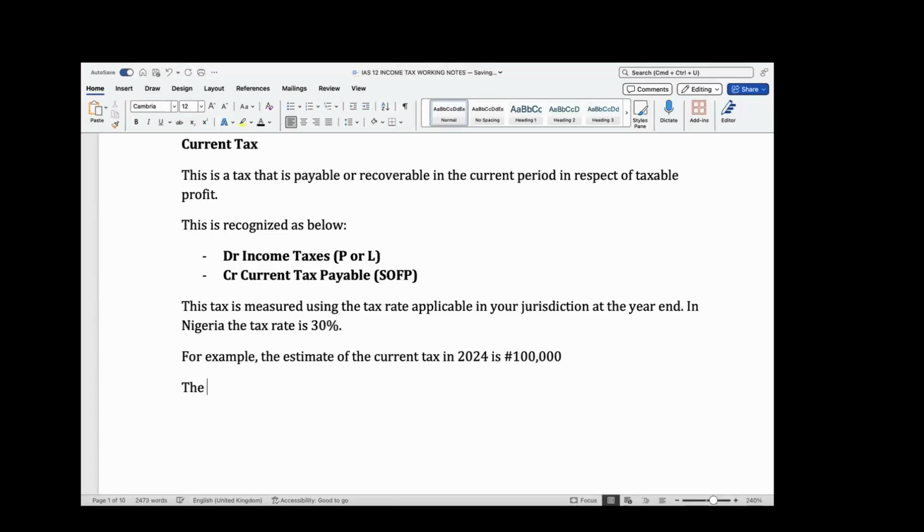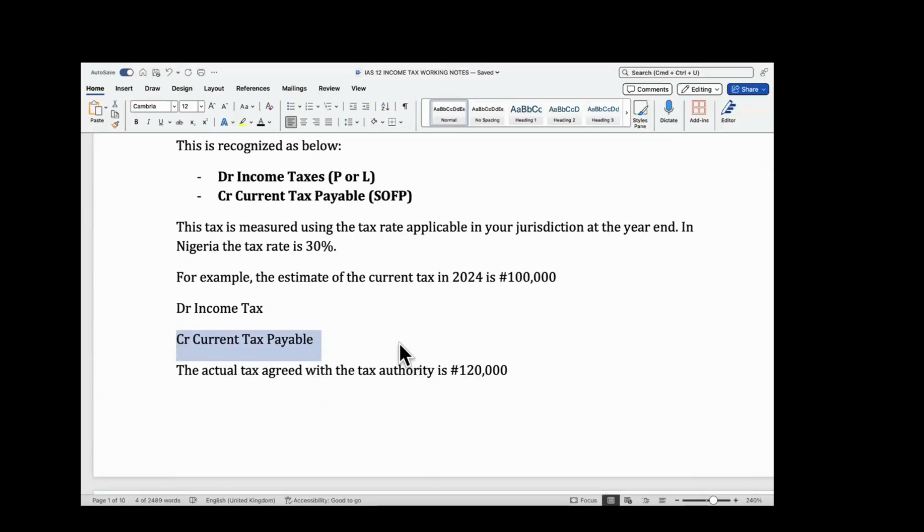So let's say the actual tax agreed with the tax authority is 120,000. That means what you should pay now is 120,000 and not 100,000. So what's happening here is this. Remember that with this 100,000 in your books, you have already recognized it in P&L, and that's last year. And you are having a current tax payable of 100,000. In some cases, it will have been paid off by the time these guys are coming. You will have paid off these 100,000.